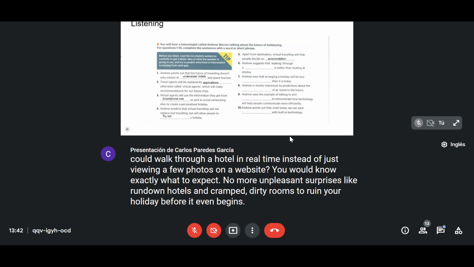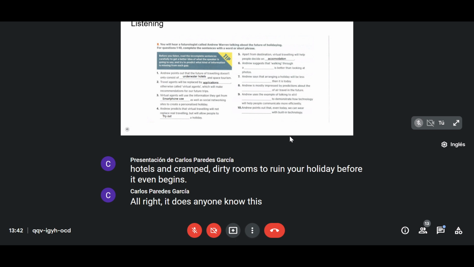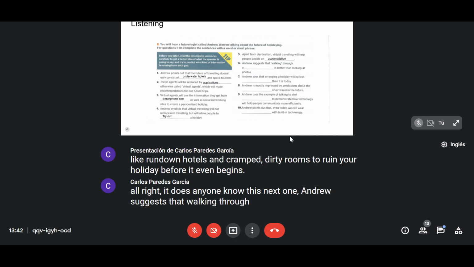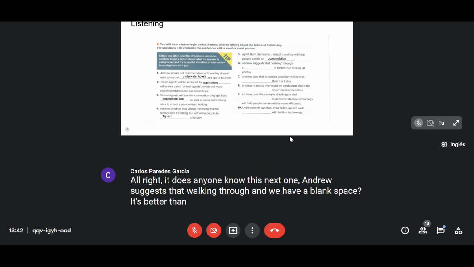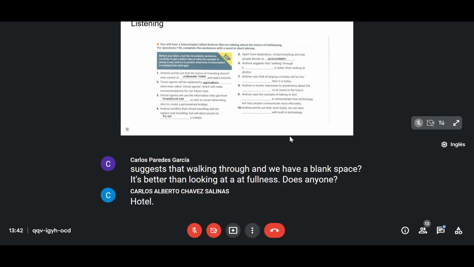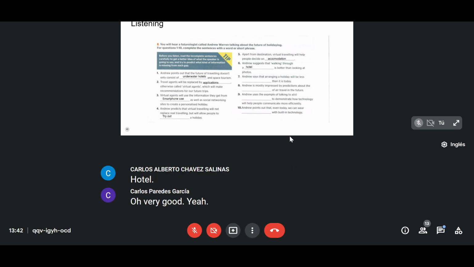All right. Does anyone know this next one? Andrew suggests that walking through, and we have a blank space, is better than looking at photos. Does anyone? A hotel? Very good. Yeah. Thank you, Carlos Alberto. Very good. We continue to this next part.